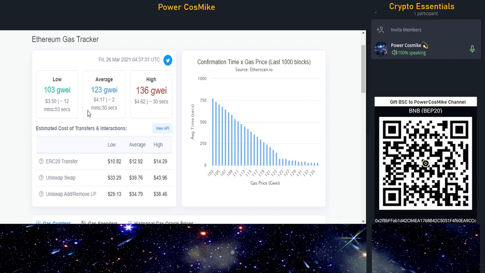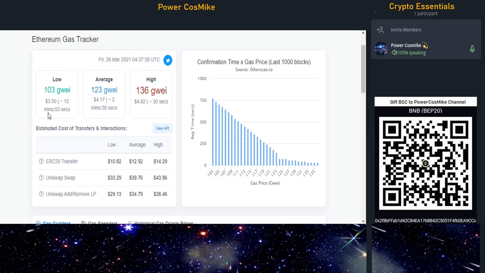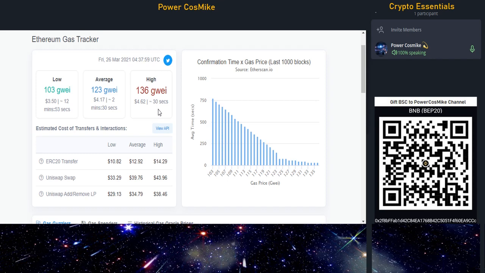So this is where the average and high price come in. The more GWEI you give the transaction, that's like the gas, they call it the gas, the faster your transaction will be. So you can see here the low GWEI says 53 seconds, average it says 30, and then high says basically better than 30 seconds. But these particular numbers are somewhat misleading, because that's not really the total time it's going to take for your transaction. Usually transactions are measured more in minutes. That's why you'll see these higher costs down here, because it depends on the total time that particular transaction takes to execute.